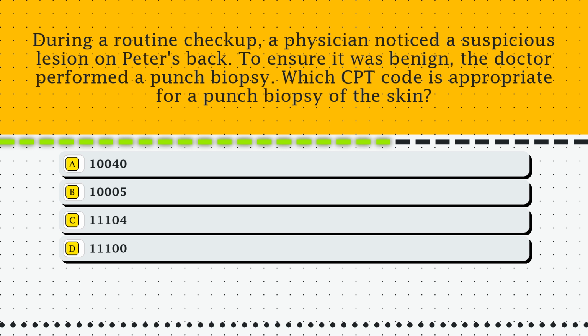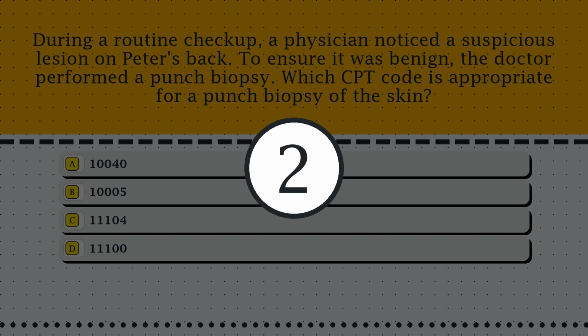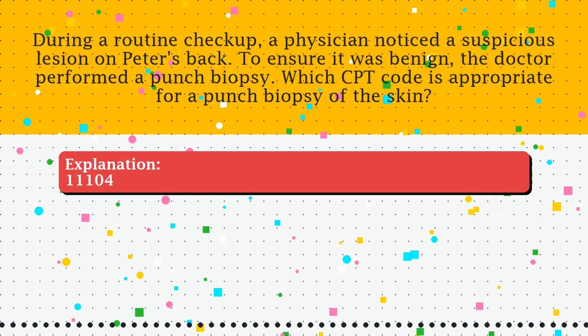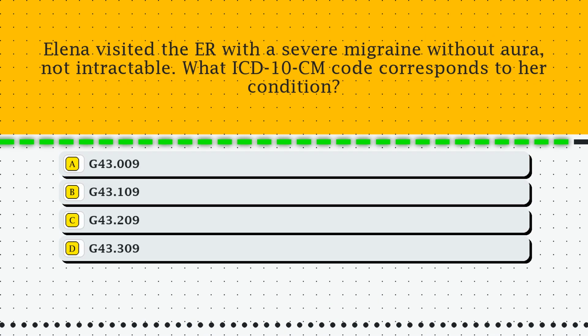Question 256. During a routine checkup, a physician noticed a suspicious lesion on Peter's back. To ensure it was benign, the doctor performed a punch biopsy. Which CPT code is appropriate for a punch biopsy of the skin? Option A, 10,040. Option B, 10,005. Option C, 11,104. Option D, 11,100. The correct answer is option C, 11,104.